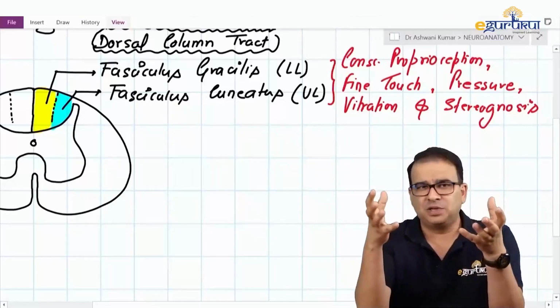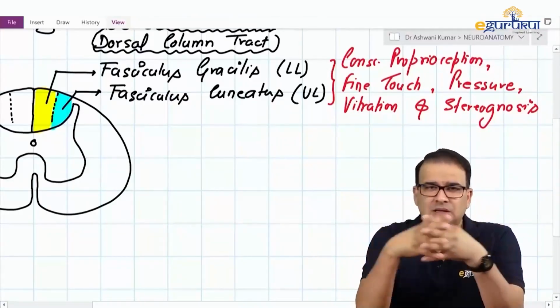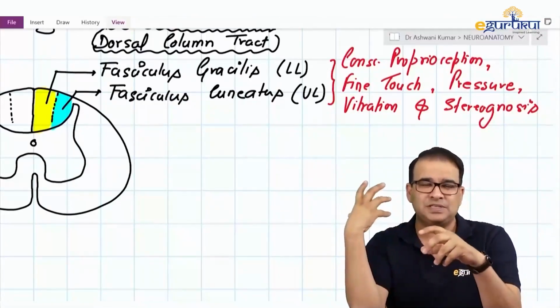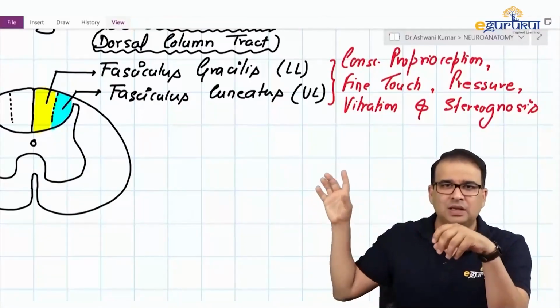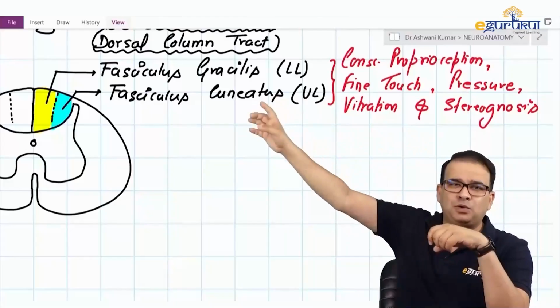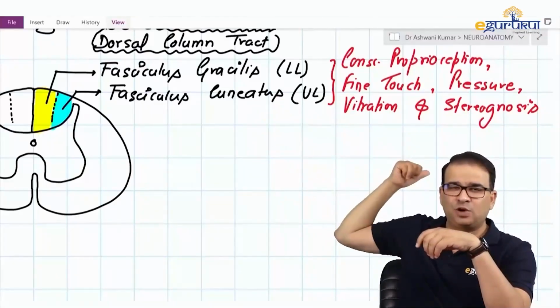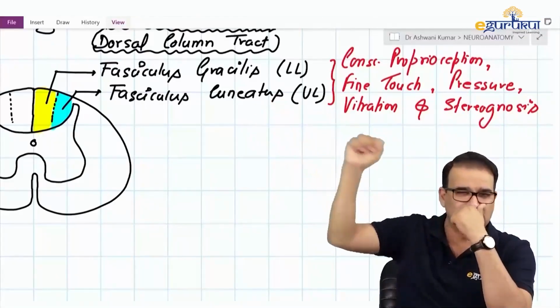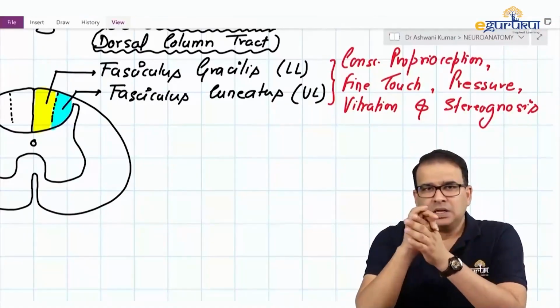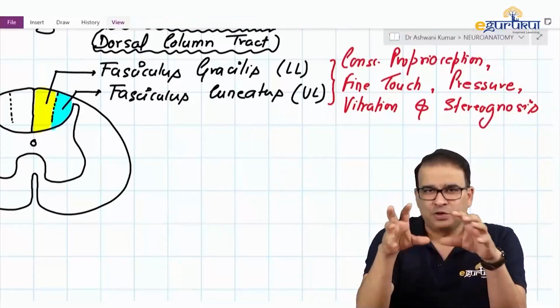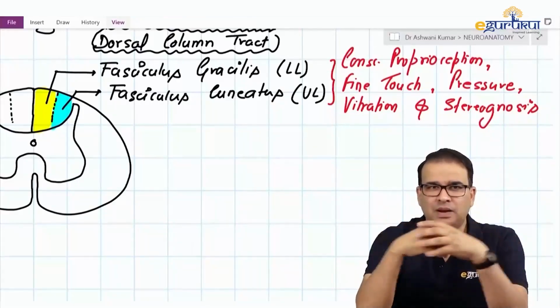So obviously stereognosis can be done mainly with the upper limb. When I talk about the stereognosis type of sensation, we are focusing on the upper limb part, the fasciculus cuneatus part. If I have to say stereognosis, obviously I'll be focusing on the cuneatus portion. So this is the dorsal column tract, having two components coming from the lower limb and upper limb.